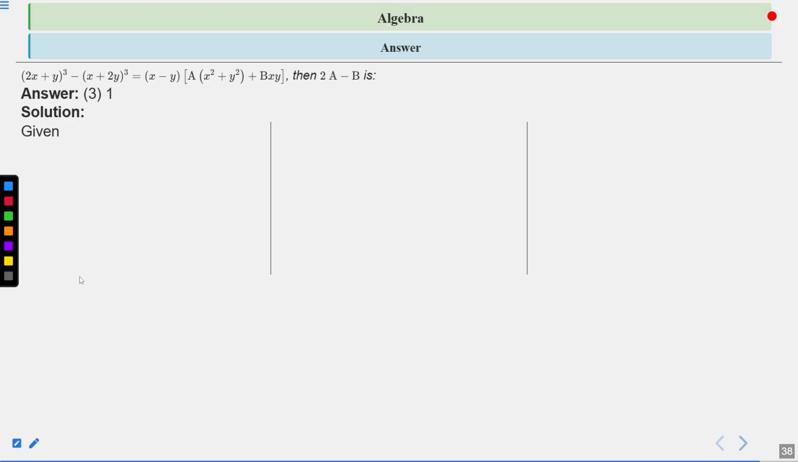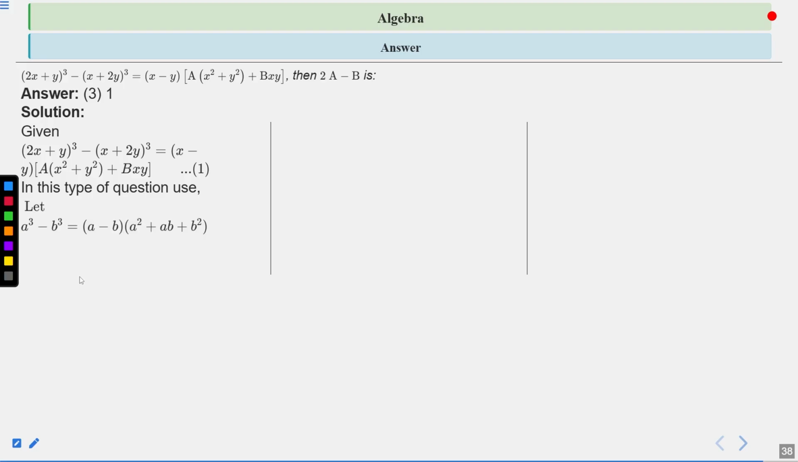So given that (2x plus y) whole cube minus (x plus 2y) whole cube is equal to (x minus y) multiplying by a into x square plus y square plus b into x into y, which is our equation 1. Now in this type of question, first we use the formula. A cube minus b cube, we know, is a minus b into a square plus b square plus ab. So we let a equal 2x plus y, and b equal x plus 2y.